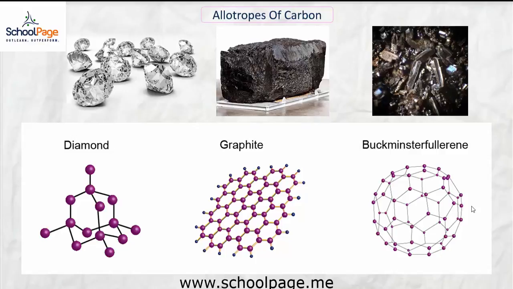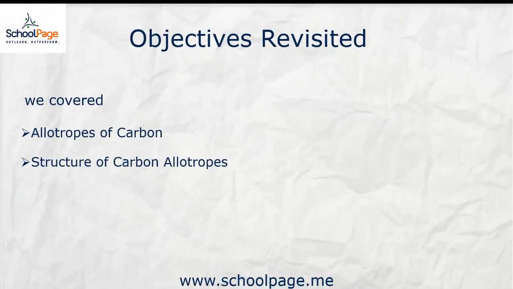Among the 3, diamond and graphite are known to man from centuries. But Buckminsterfullerene is a recent discovery and its properties are still investigated. In this video, you learned about allotropes of carbon and their structure.